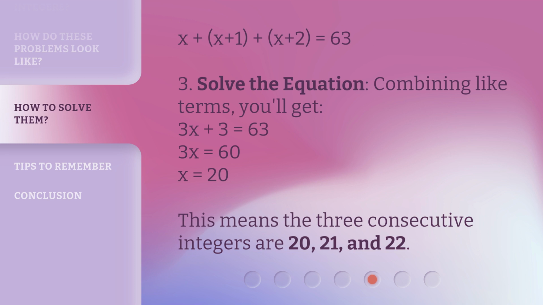3. Solve the equation. Combining like terms, you'll get 3x plus 3 equals 63. 3x equals 60. x equals 20. This means the 3 consecutive integers are 20, 21, and 22.